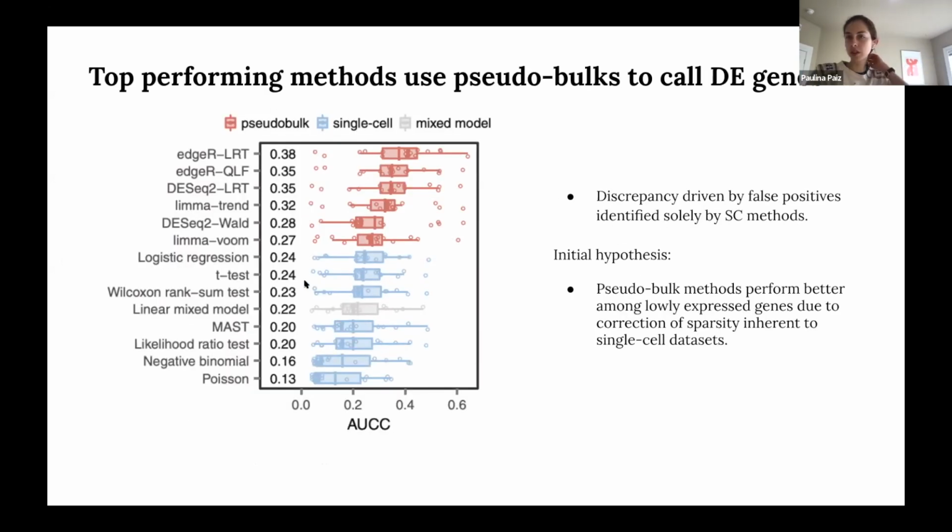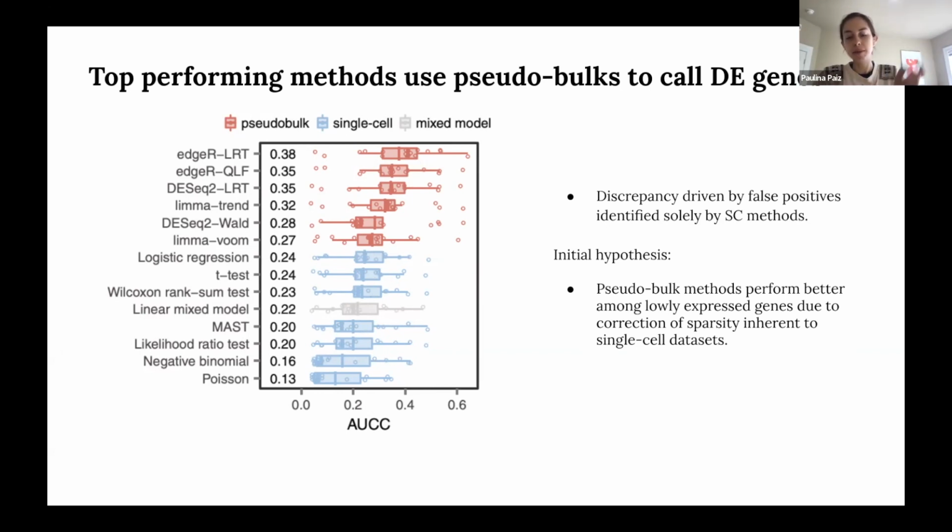So what they found when they were measuring this area under concordance curve for these three kinds of models was that the top performing methods all had in common that they used pseudobulks to call differentially expressed genes. Here in red, these are all the pseudobulk methods, and all the single cell methods fall behind. What this means is that the ones that have inferior performance are calling many more false positives.